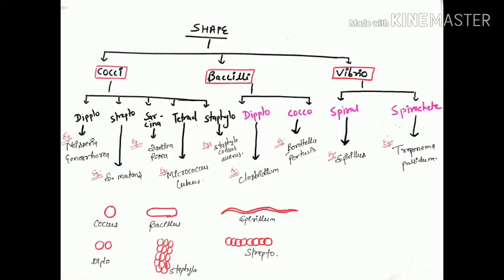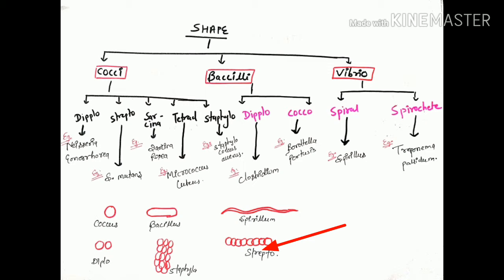First, let me define what cocci are. Cocci are a circular type of cell structure. Diplococcus is when the cell divides in one plane and the cells get attached permanently in pairs. If I talk about streptococcus, this is when the cell divides in one plane and remains attached to form a linear chain of cells.